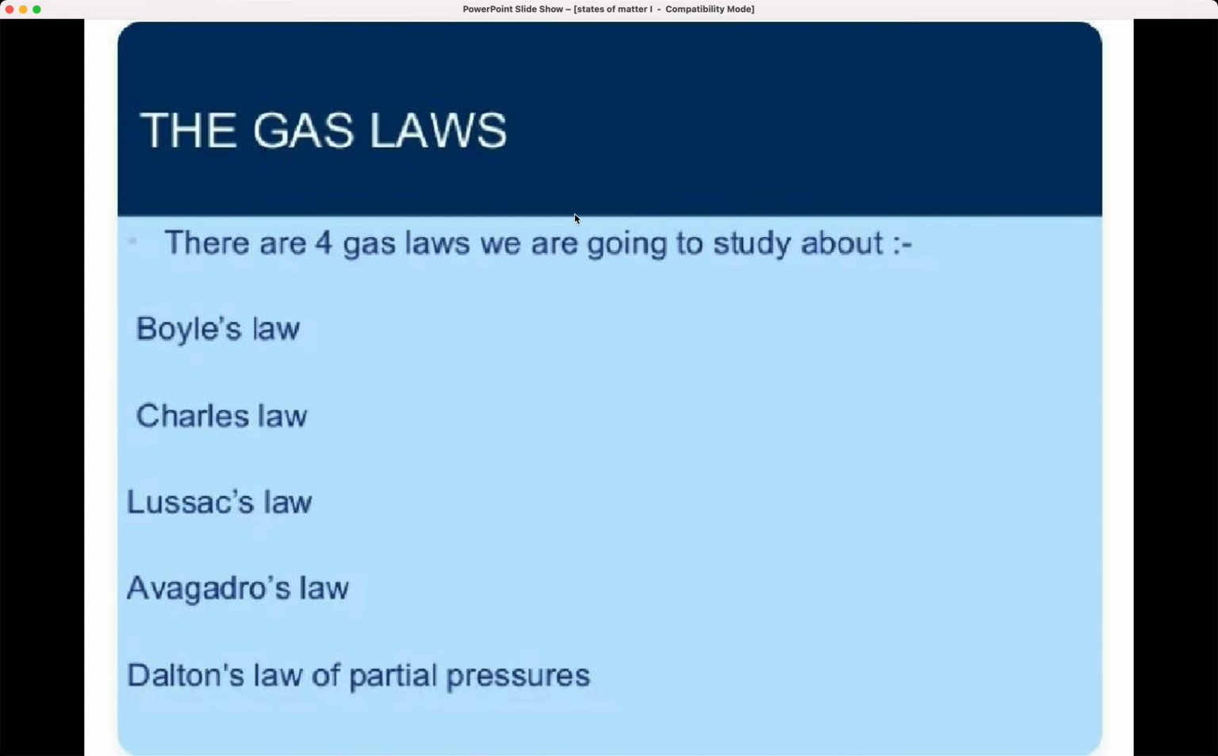Now what are the gas laws? Four gas laws you have got to study. I think you would have already studied these and are very familiar with Boyle's law, Charles' law, Gay-Lussac's law, then Avogadro's law. We also have to learn Dalton's law of partial pressure. So what are these laws?